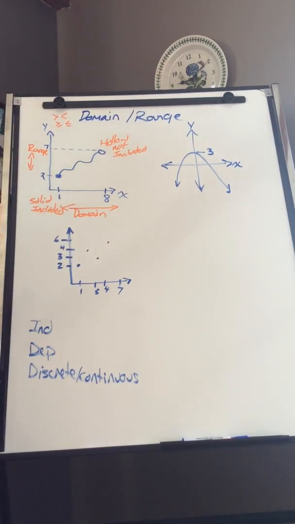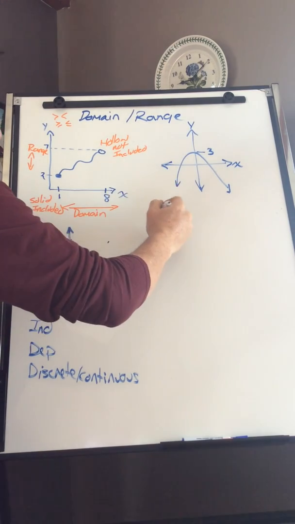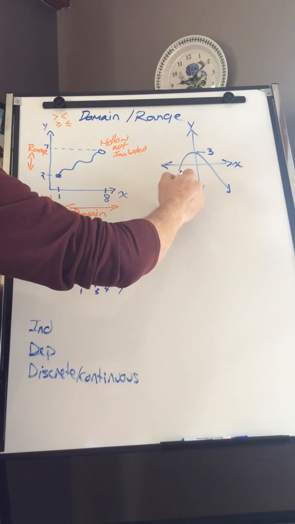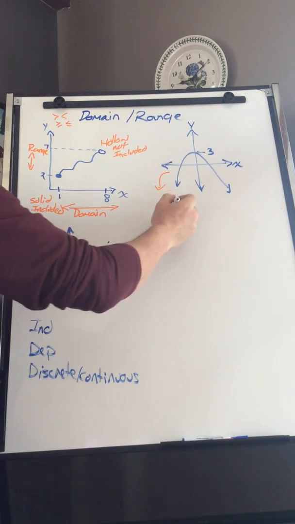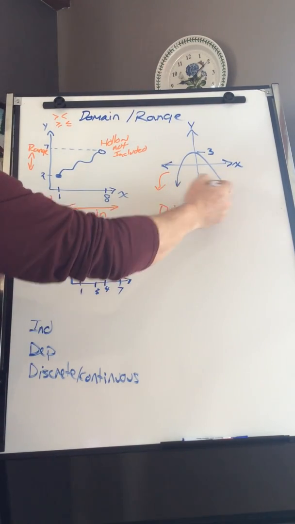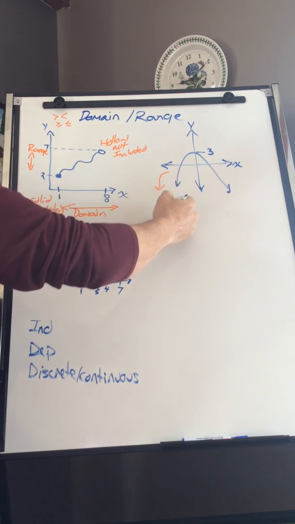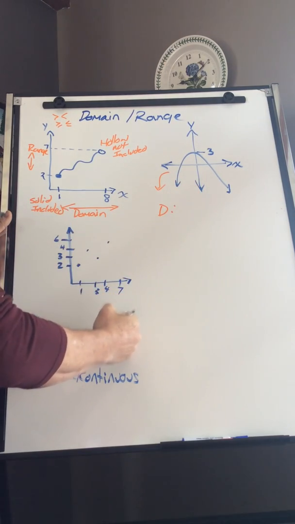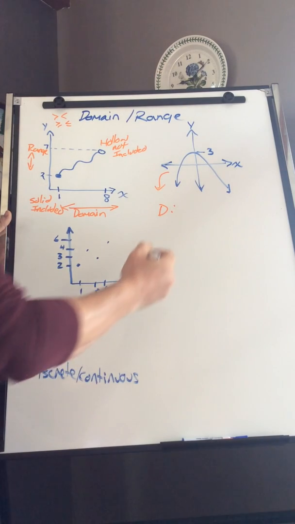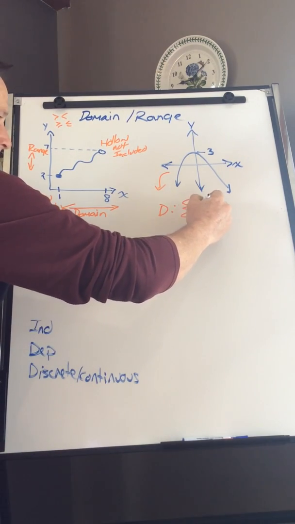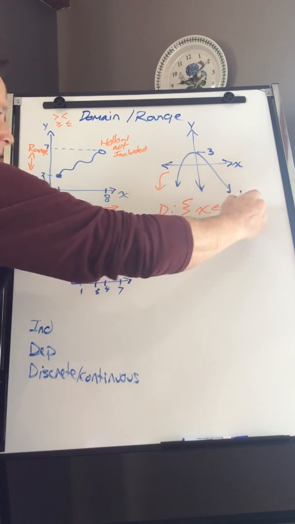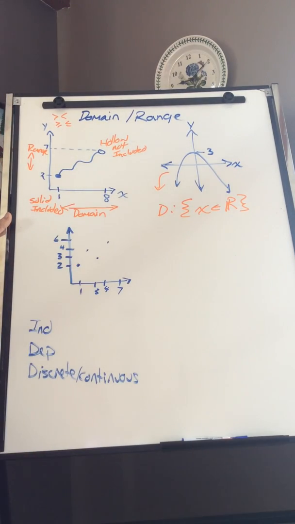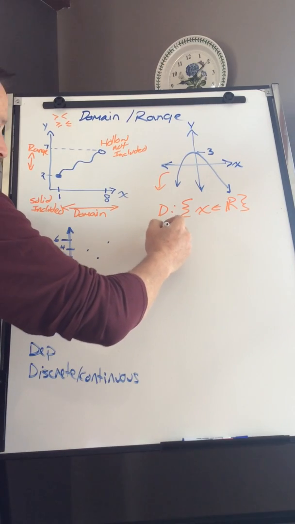A couple of other little examples here. This question, I look at it, my domain, because of these arrows on the ends, it goes on and on forever. It's going to keep getting wider and wider, and there's no limit on X. So X can be any real number. No limit. Range, on the other hand, has a limit.